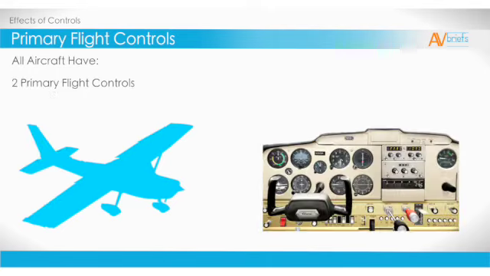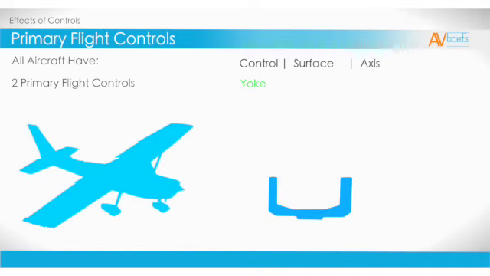All aircraft have 2 primary flight controls. In this aircraft we have a yoke. Some aircraft will use a side stick, also known as a joystick. All primary flight controls will control a surface and an axis. The yoke controls the ailerons and makes the aircraft bank around its longitudinal axis.